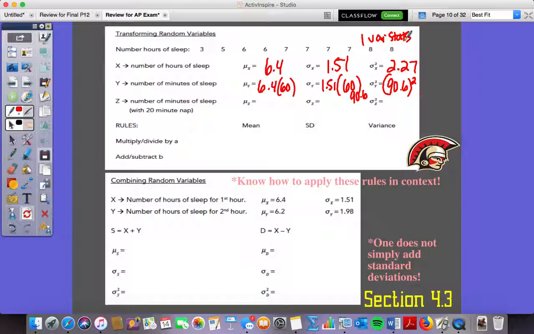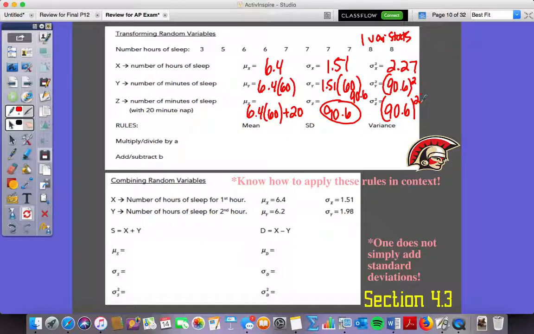All right, number of minutes of sleep with a 20 minute nap. So if I added 20 to each of these, would the mean be affected? Yes, it would. Would the standard deviation be affected? No. No effect. It would still be 90.6. Would the variance be affected? No, it'd still be 90.6 squared. Y'all follow me on this? Yes, sir. Okay. We did this yesterday, but just making sure.